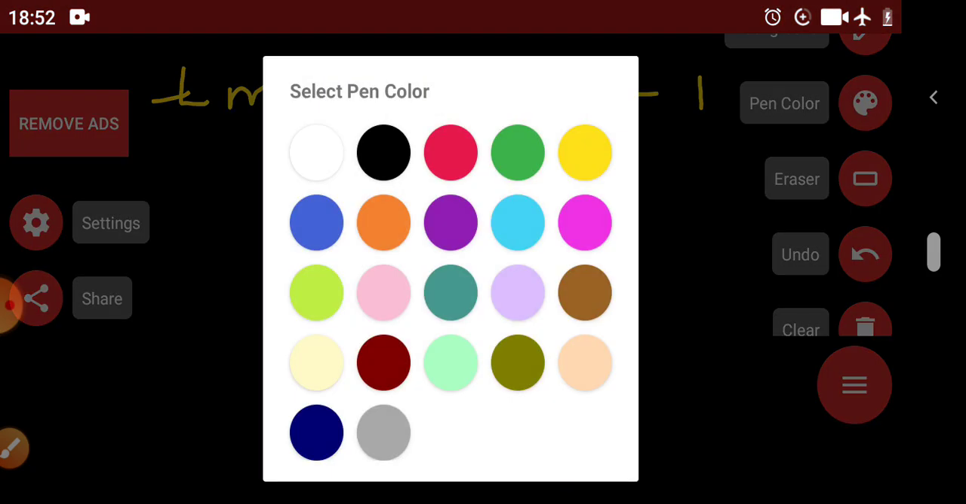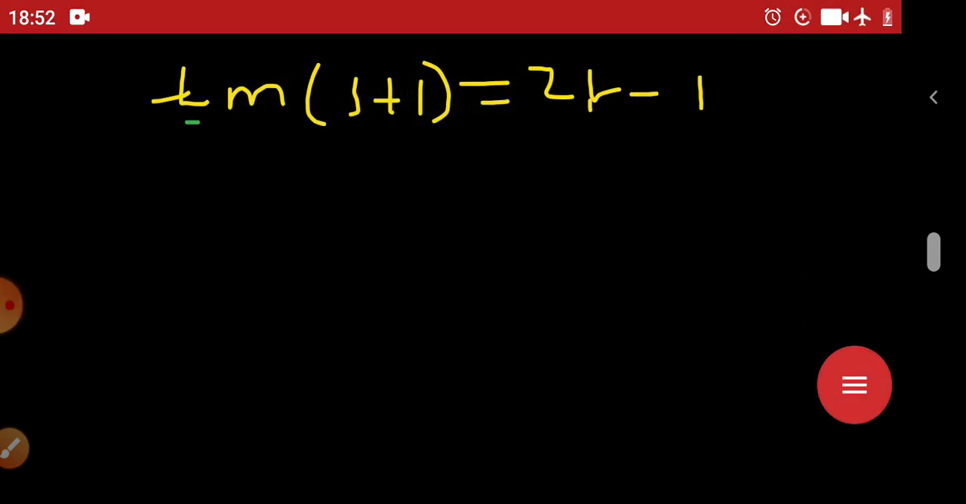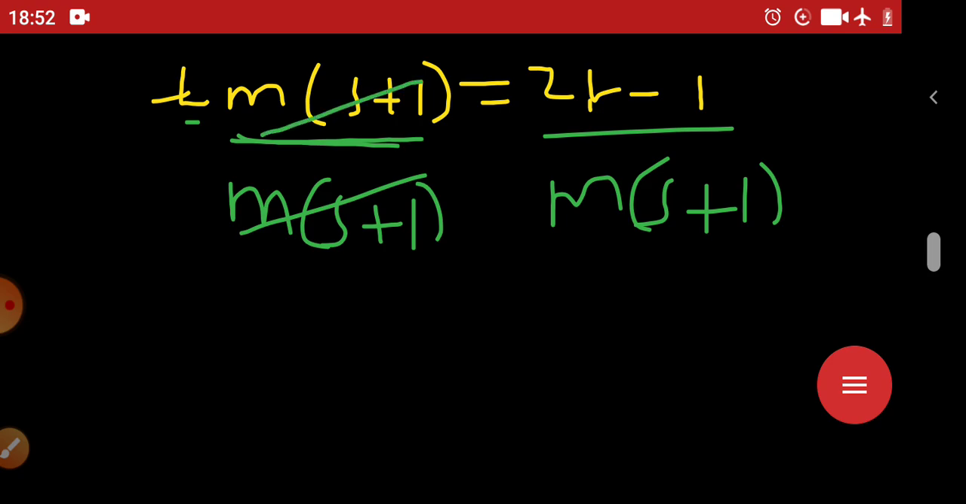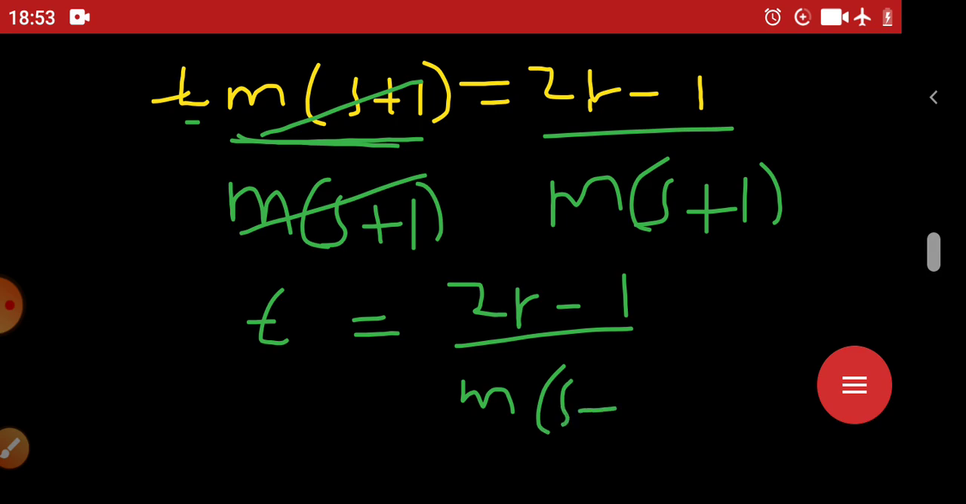As you can see, there is a T here multiplying everything here. So what I'll need now, the opposite of multiplying is dividing. So I need to divide by this, both sides. So M times the brackets of S plus 1, such that this will cancel this, and it will be 1 times T, which is T. And this side will be 2R minus 1 all over M times (S plus 1). So this is where we made T the subject of the formula.